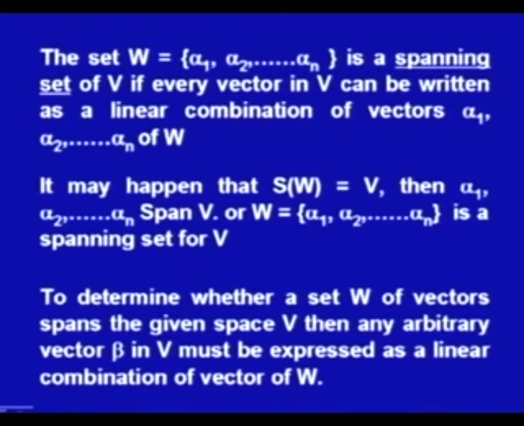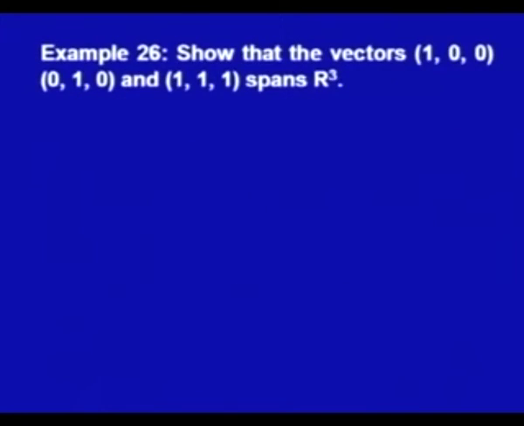Now, to determine whether a set W of vectors spans the given space V, any arbitrary vector beta in V must be expressed as a linear combination of vectors of W. Now, we illustrate this with an example. The example is to show that the vectors (1, 0, 0), (0, 1, 0) and (1, 1, 1) span R cube.